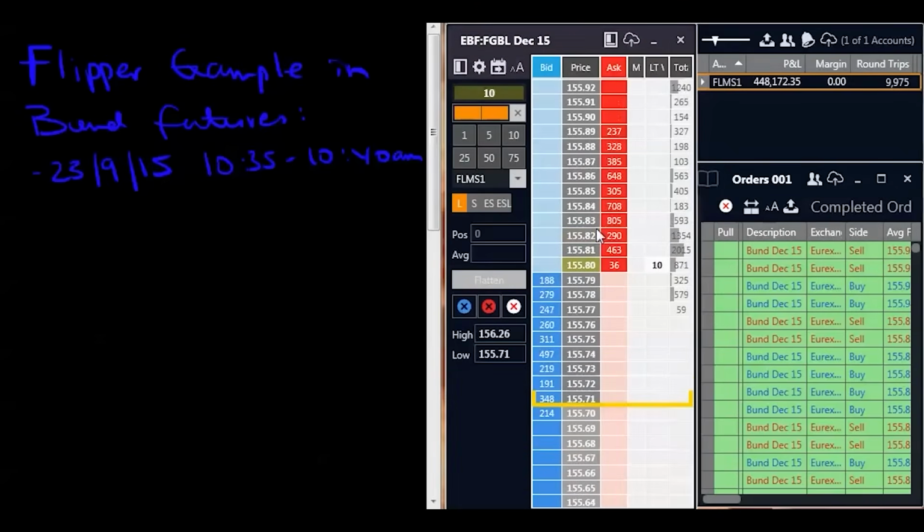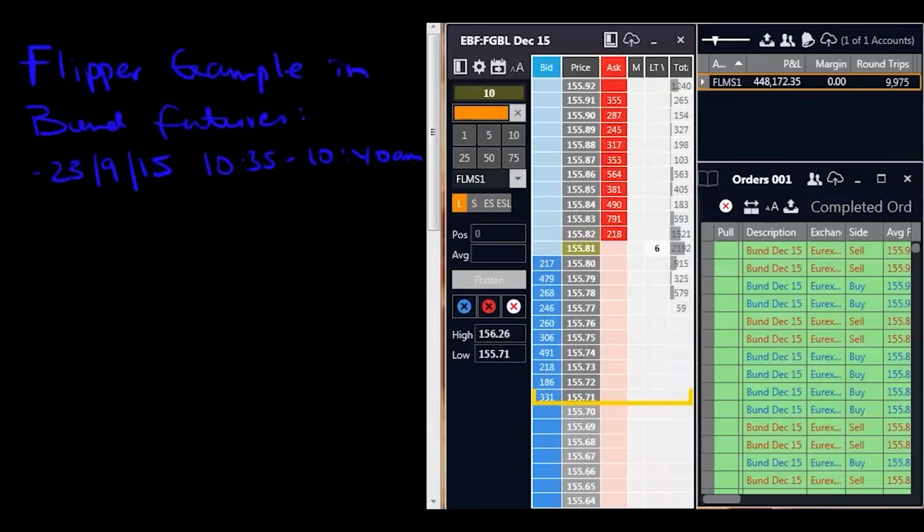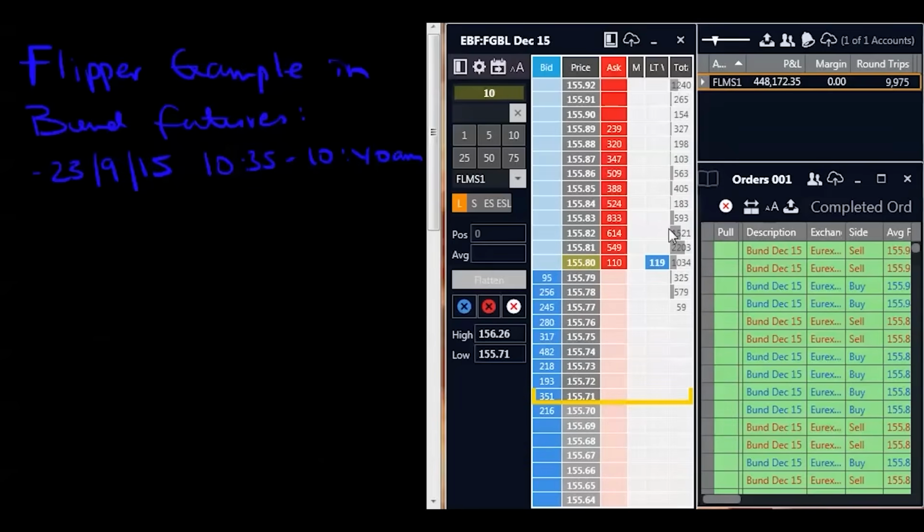We're currently trading 55.80s. We've got an 800 lot that's just appeared at 55.81s. It's just gone bid. A 1,000 lot comes in at 81s, it's gone bid at 82s, and then it immediately pulls at 81s and goes offered at 81s. What you just saw, I know it's fairly quick and probably hard to spot if you don't know what it looks like, but that in itself is a market flip.